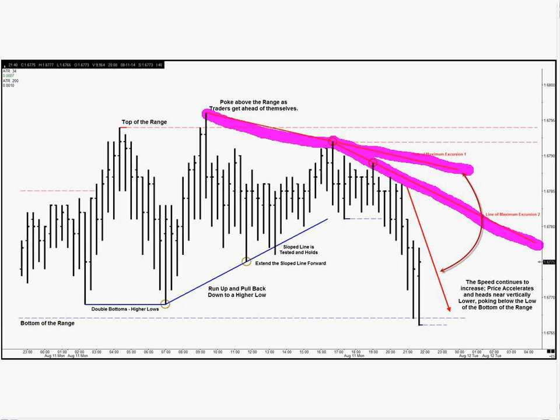Price accelerates and heads near vertically lower, poking below the low of the bottom of the range. Now we poke below just as we did poking above over here. The question is, we come down here with great velocity or speed. Are we going to run into major orders and end up right back into this range? I mean, we did close up here. Or are we going to continue lower?